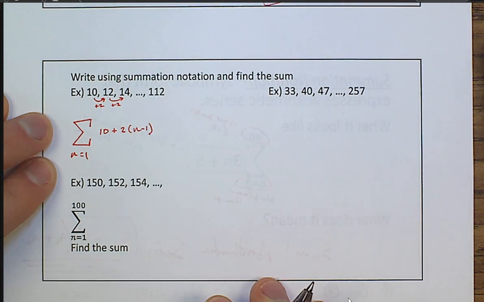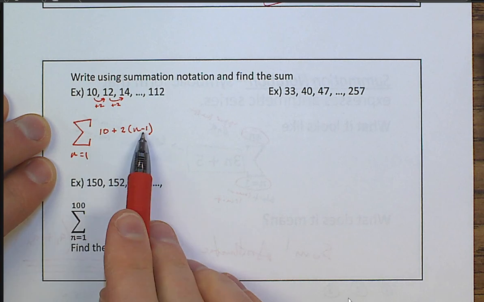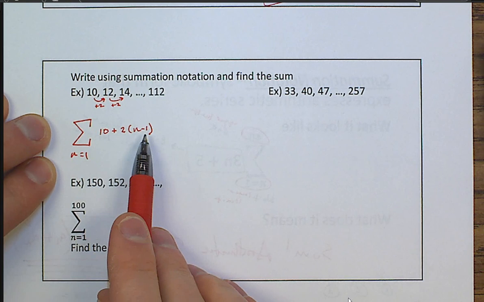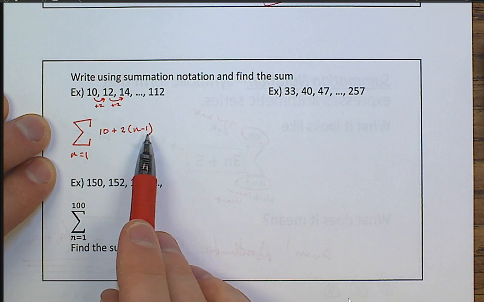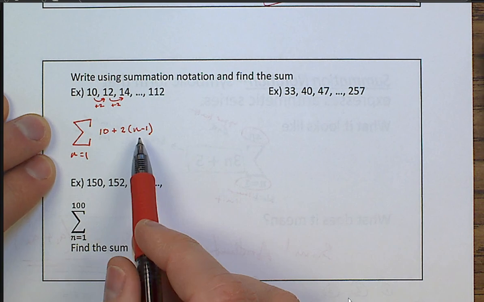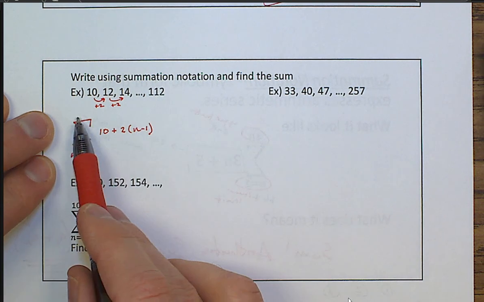There's your explicit formula. Now, I will accept this for an answer. If you want to distribute the 2 through and simplify it, you can. Most students will leave it like this because it makes sense to them from lesson 1. Now, all I need to do is find out what my upper limit is. Well, I'm giving you the last term.